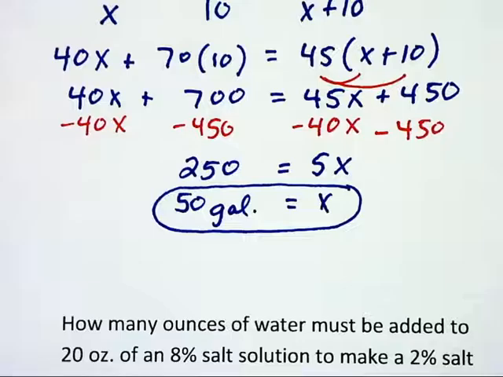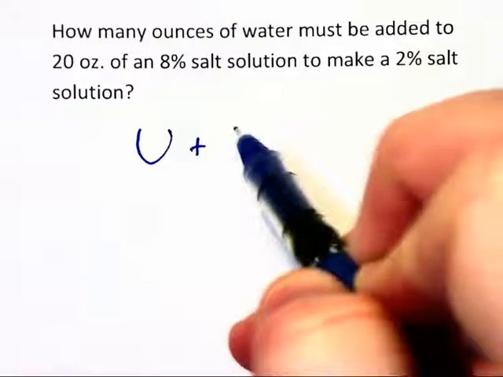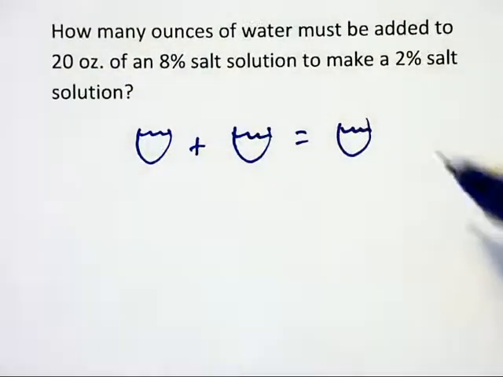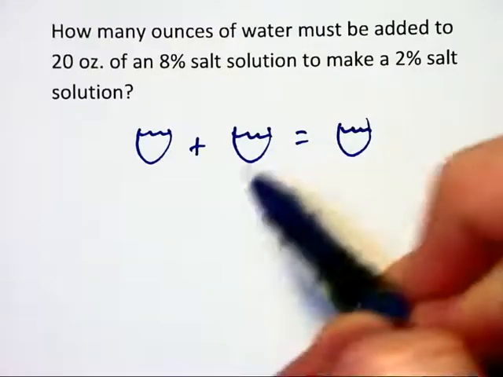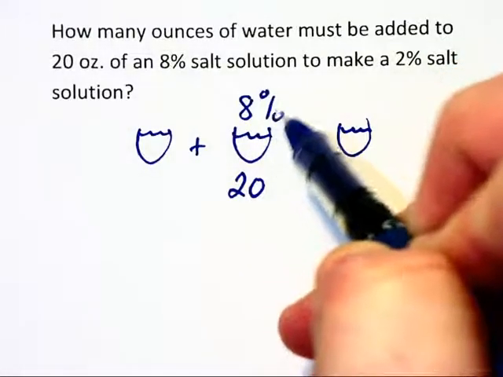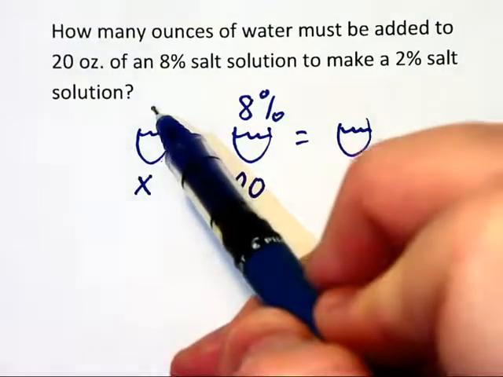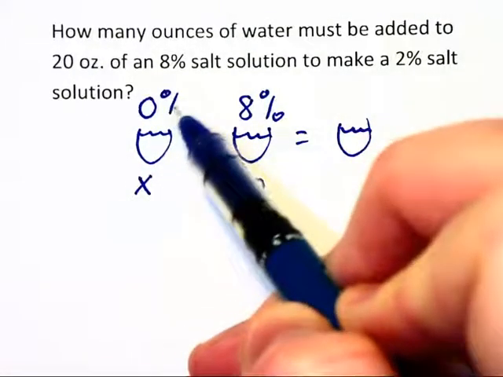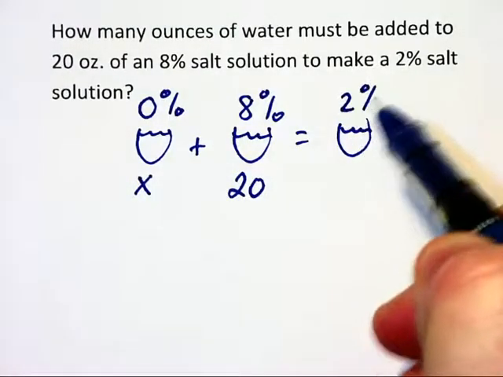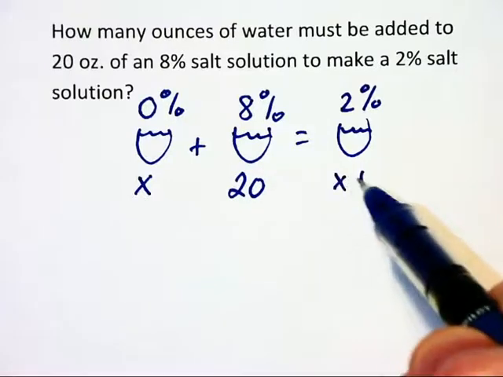Let's do another problem very similar to this. How many ounces of water should be added to 20 ounces of an 8% solution? Okay, here we go. Let's mix our two things together. Well, here's my 20 ounces amount of an 8% solution. How much water? Well, there's no salt in plain water, so I'm going to put a 0% up at the top left. And we're making a 2% solution, and there will be x plus 20 ounces of that final mixture.